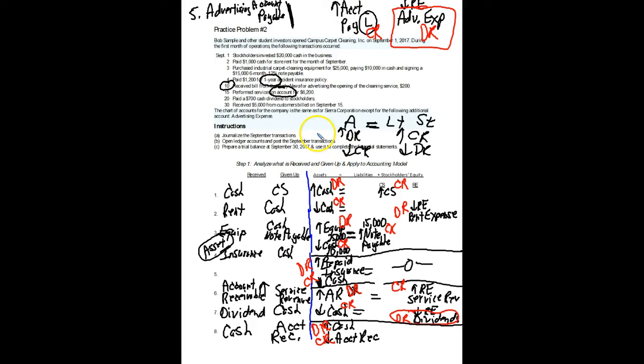Then we assign our debit credit rules. Liabilities go up. If a liability goes up, that is a credit. And if retained earnings goes down, that is a debit. So we're going to debit advertising expense, credit accounts payable. So we go to our journal. We can see that's what I have listed out here. Here's our debit. Here's our credit, $200.